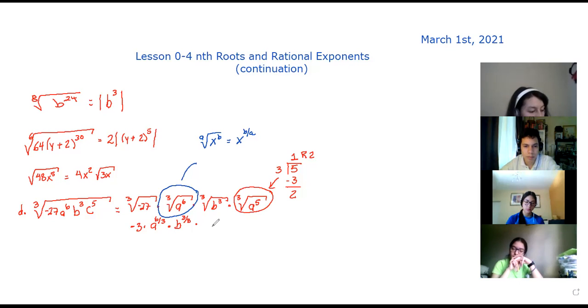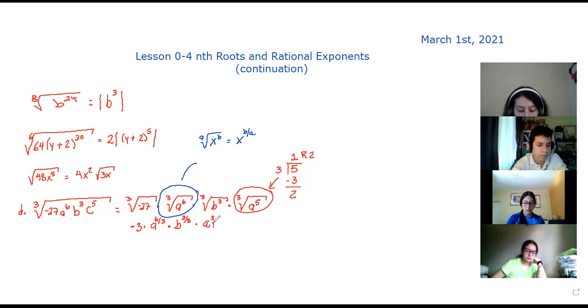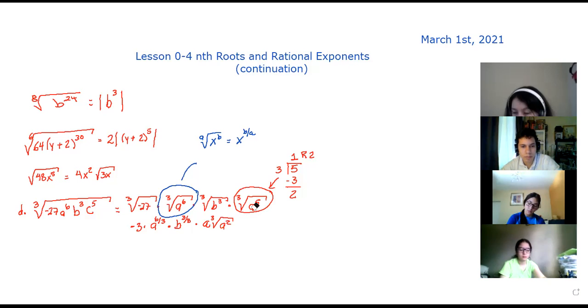I'm going to write this as the cubic root of a to the square. Sorry, it's not an a, it's a c. I don't know why I wrote an a, it's a c. Sorry, I'm going to erase that because this is a c. This is c to the power of 5. Yes, I will correct down here.